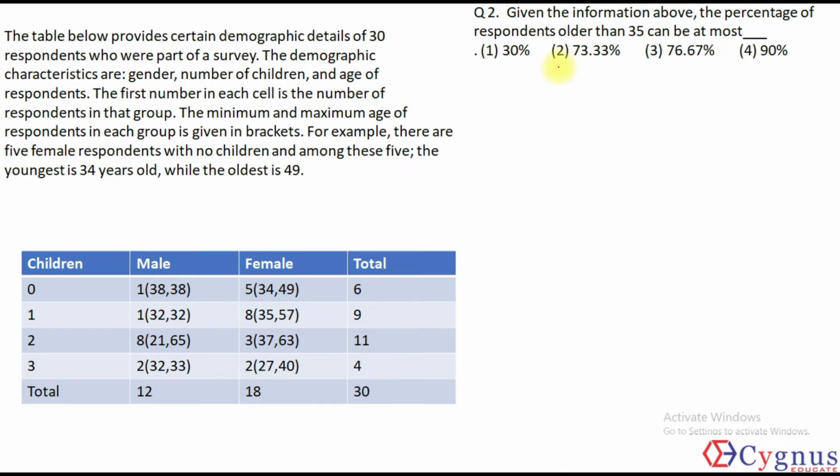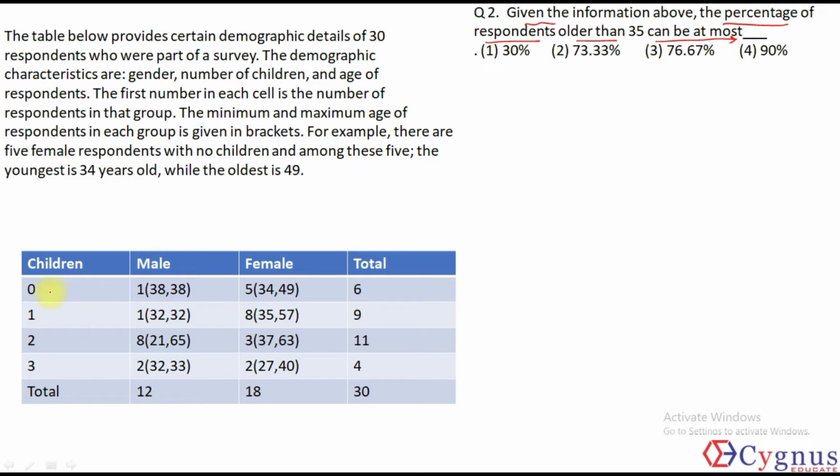Let's look at the next one. Given the information above, the percentage of respondents older than 35 can be at most. So what do you want? You want to maximize the number of respondents who are older than 35. So I'll try to put maximum people in that category. Which category? People who are older than 35 years old.